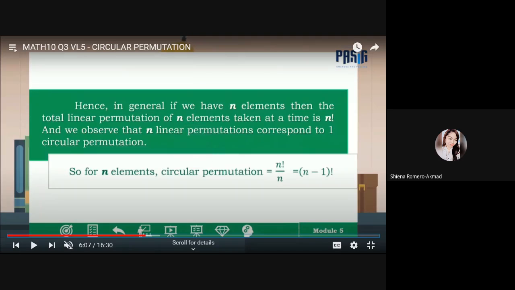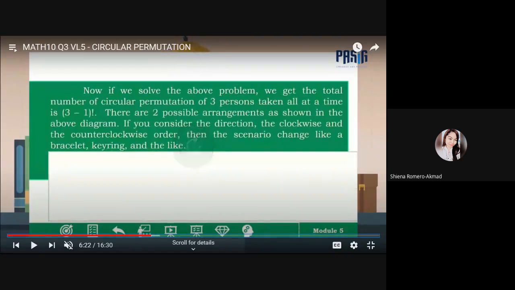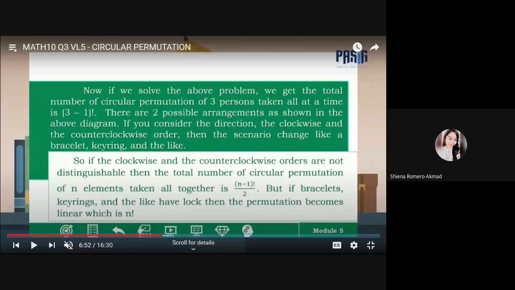So ganun lang. So in general, if we get the circular permutation, all you have to do here is to subtract 1. That someone na sinubtract mo will be the starting point. Sa kanya tayo magsisimula. Siya yung magiging start ng ating arrangement. Okay? Now, if we are going to solve this, we'll have 3 minus 1, which is 2 factorial. So there are 2 possible arrangements.